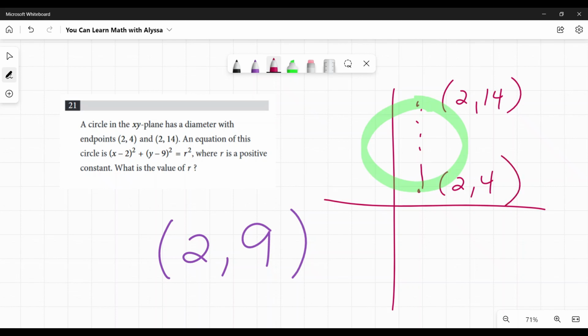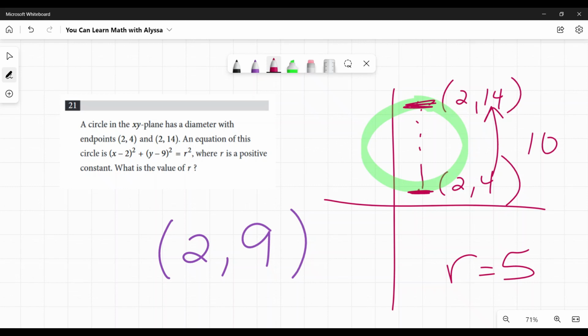Well, how far apart are these 2 points? It's a straight line up and down. We don't have to do any really fancy math. I'm going from 4 up to 14. How far is that? That's 10. I'm going up 10. So the diameter is 10. A radius is half the diameter. So the radius is 5. That's it. That's done. That's the easiest way. That's the way I would recommend.